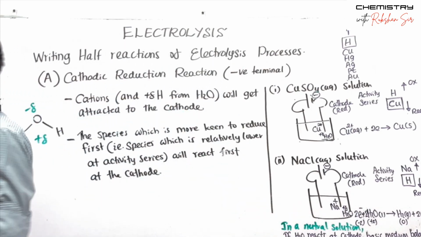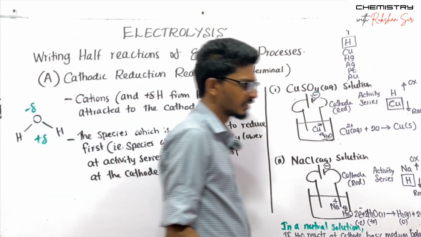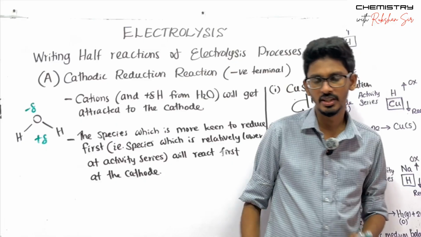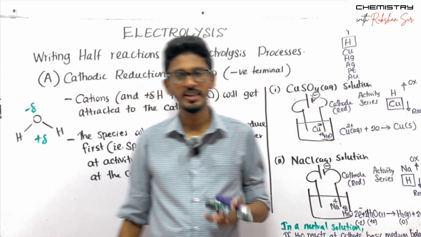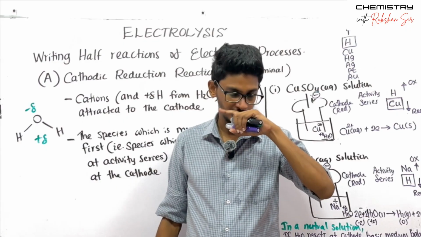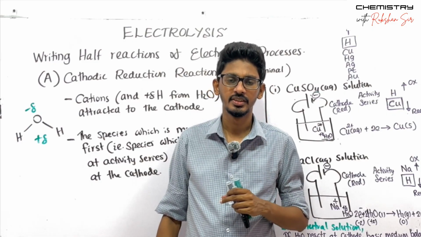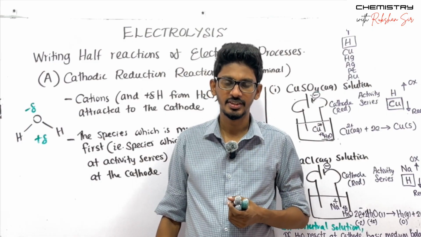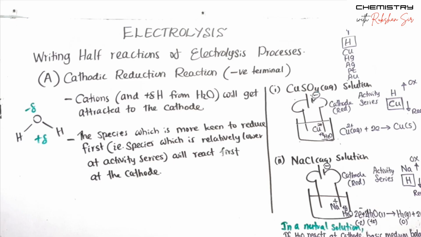Now quickly, we'll discuss the anodic reaction. First, we'll discuss which species will get attracted to the anode, or which species will approach the anode in an electrolytic cell process, and then we'll discuss which species will react first at the anode. Now we are leading to the anodic oxidation reaction.